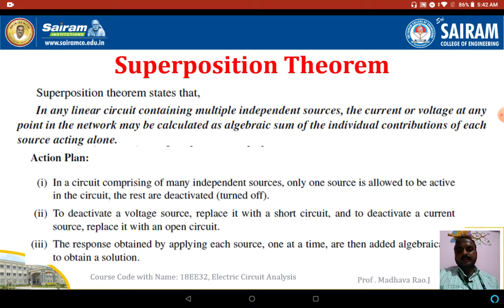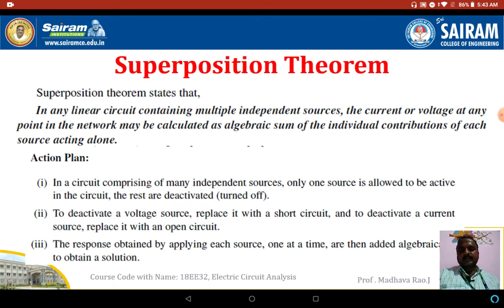Now the procedure, the action plan. In a circuit comprising many independent sources, only one source is allowed to be activated in the circuit. The rest are deactivated. To deactivate a voltage source, replace it with a short circuit. And to deactivate a current source, replace it with an open circuit. This is the same procedure we followed in the previous theorems, Norton's theorem and Thevenin's theorem. A similar procedure we have to follow for deactivating sources.